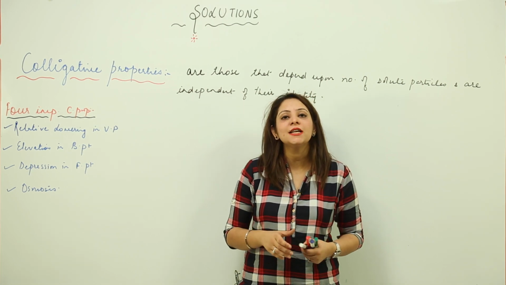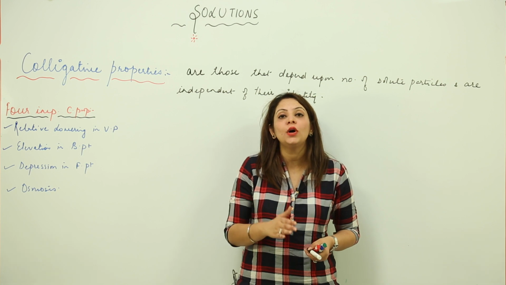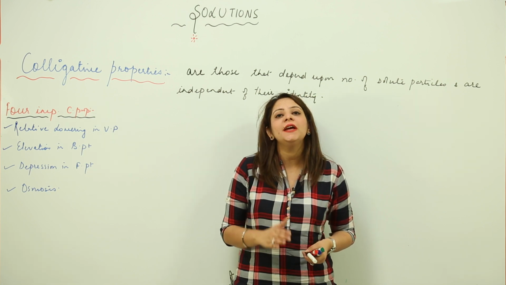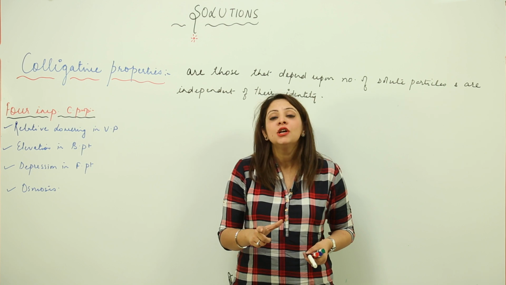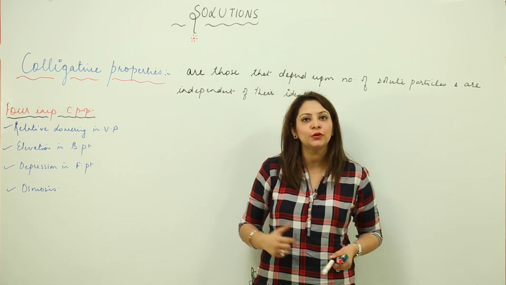Now we are going to start with colligative property. So first of all, you should know what colligative property is. In order to make you understand in a better way, I am just taking an example to show what actually a colligative property is. Look at the board carefully.